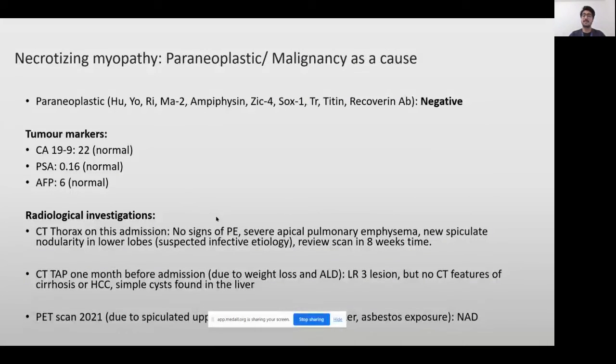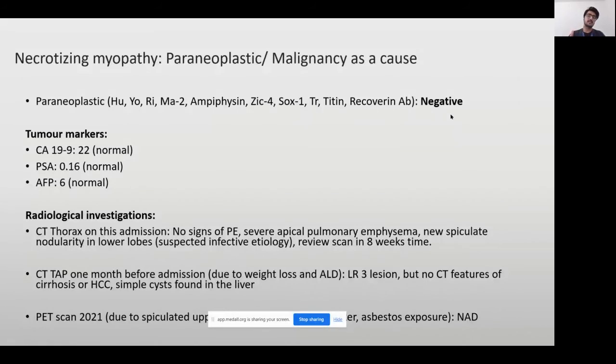We sent some paraneoplastic antibodies as well because cancer was also in our differential as a cause of polymyositis or dermatomyositis. But the antibodies were negative, and at the same time we also sent some tumor markers, for example CA 19-9, PSA, and alpha-fetoprotein, and they all were normal. Anti-Hu, Ro, Ri, Ma2, and CV2/CRMP5 were all negative.